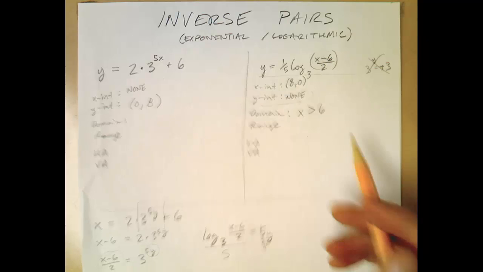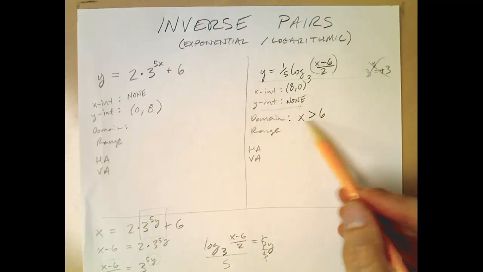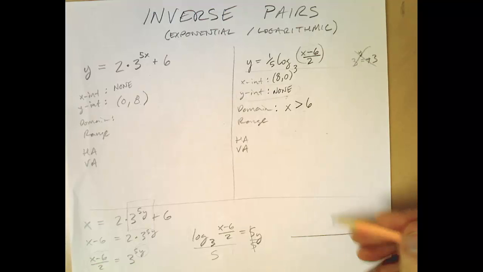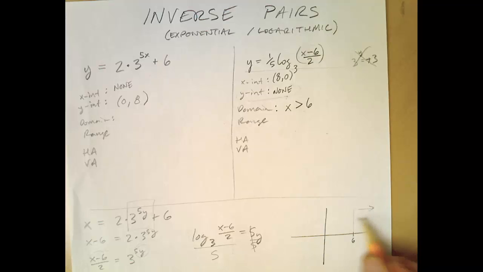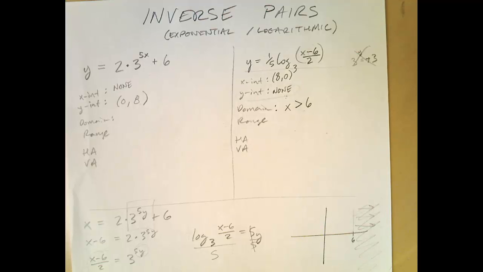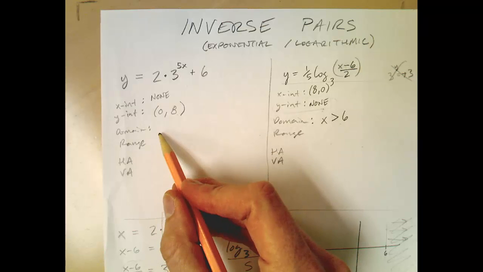But nevertheless, let's just imagine what that shape looks like. We know that the domain is going to be where x is greater than 6. So 6 from here on out is the domain, and we can't use any of this. It's only out here. Okay, so just to continue on, what's the domain for the exponential function over here?